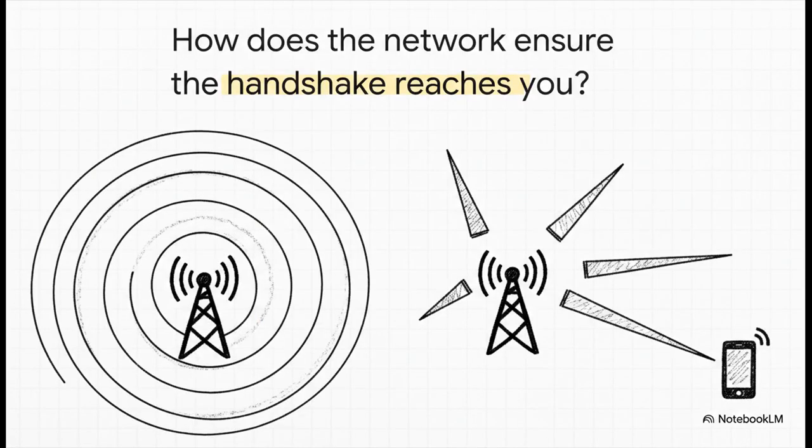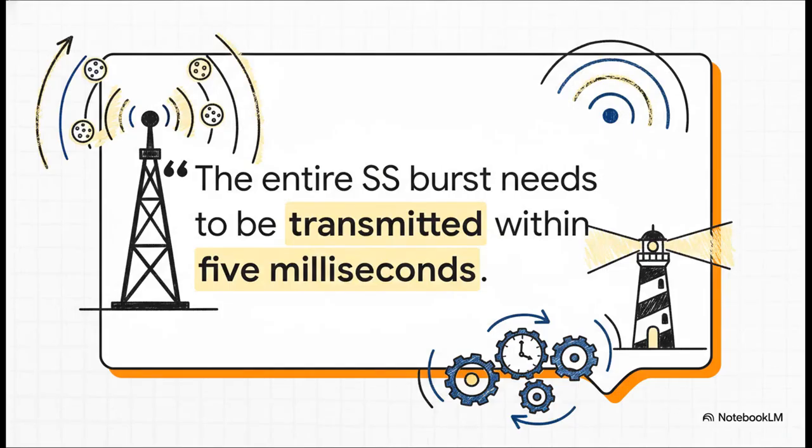Okay, but there's another classic 5G challenge, right? The signals, especially at higher frequencies, are very directional. So how does the network make sure that this digital handshake actually reaches your phone? Well, this is where one of 5G's most famous features comes into play: beamforming. The network doesn't just blast the SSB out everywhere. Instead, it sends out a series of narrow beams in different directions.